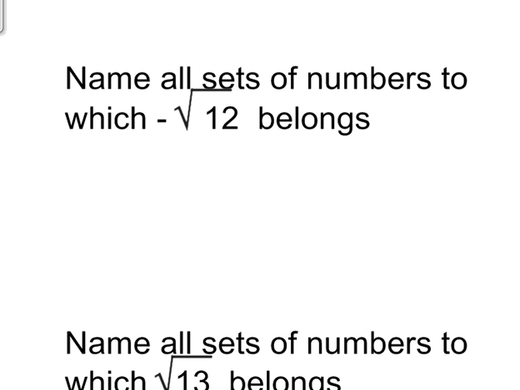How about the square root of 12? Well, that's not a perfect square, so I need to work on that with my calculator. And I get 3.46411016. It is a non-repeating, non-terminating decimal, so it is irrational. It is real, but it is irrational.